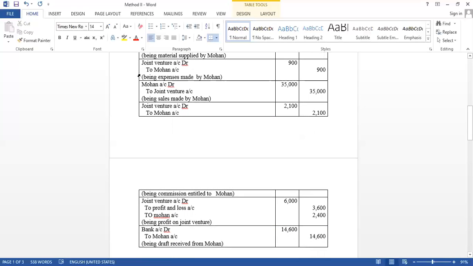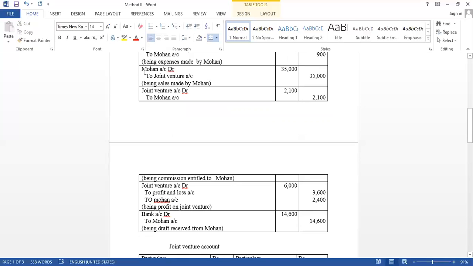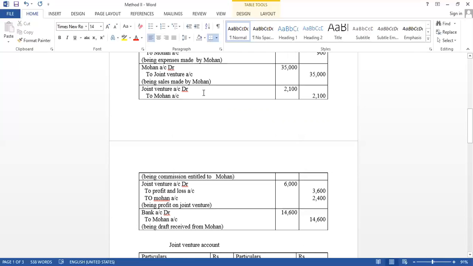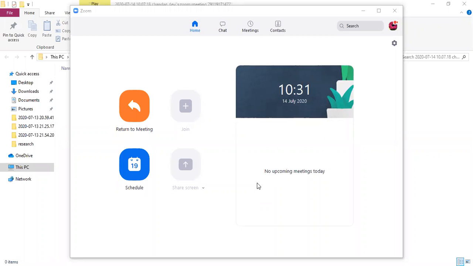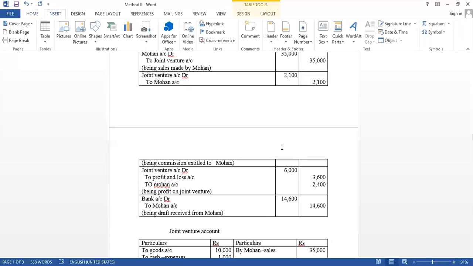Then sales. All the goods are sold by Mr. Mohan. Mohan account debit to joint venture rupees 35,000. Mohan received a commission, so joint venture account debit to Mohan 2,100. So these entries I explained in the ledger after completing the joint venture account.